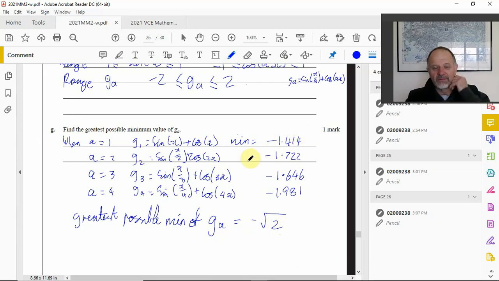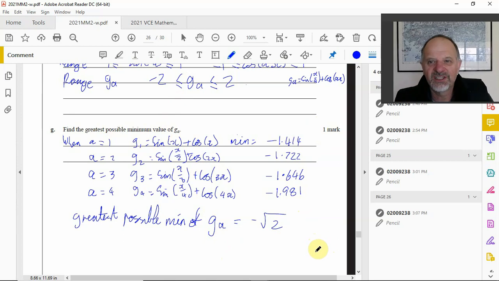So what I've done, basically, is graph all of those things. I've looked at the minimums, I've looked at the trend, and I'm seeing that the one that's going to be highest up is this one. And I just happen to know that the square root of 2 is 1.414, and so then I write it as an exact value.